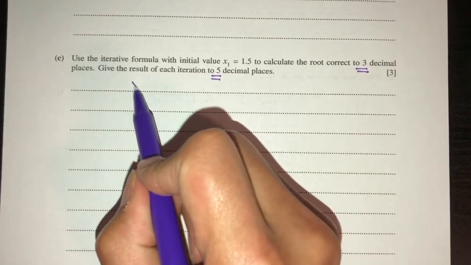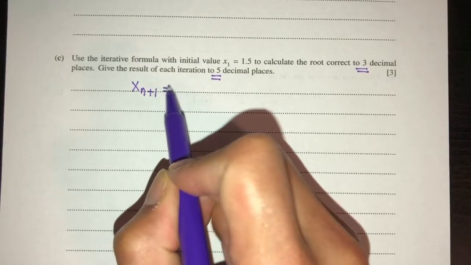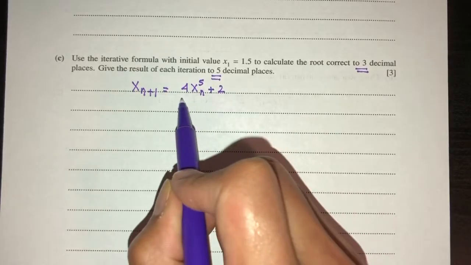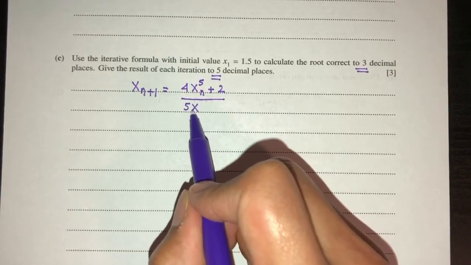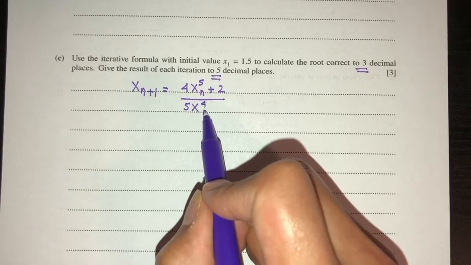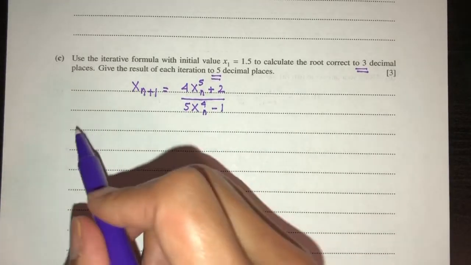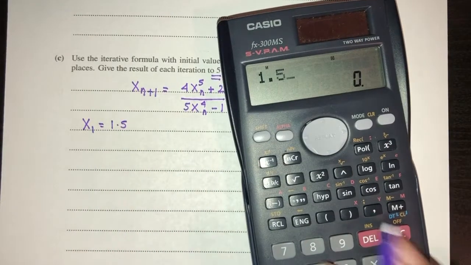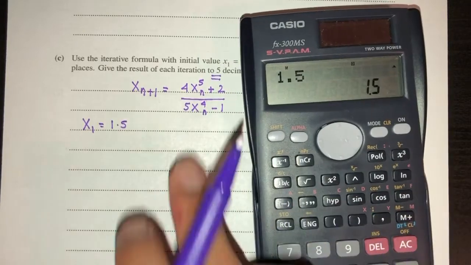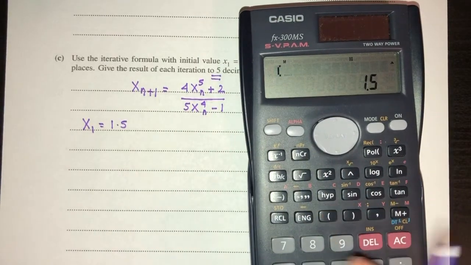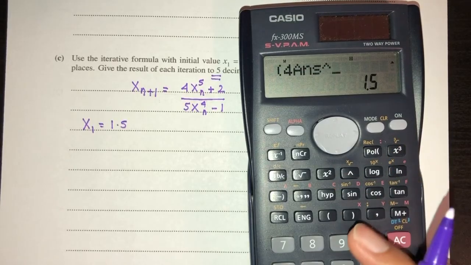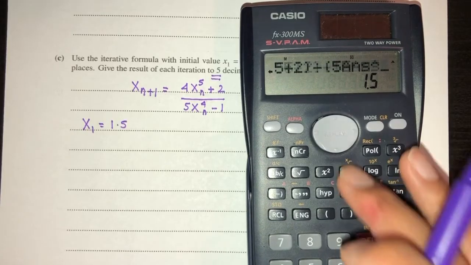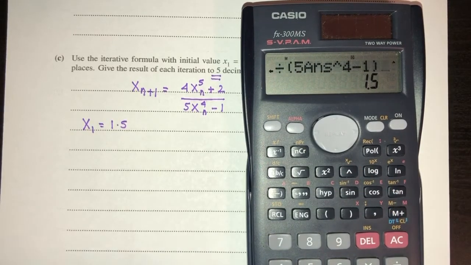So the formula here is x(n+1) is equal to (4x_n^5 + 2) over (5x_n^4 - 1). So the first value, we have to take it as 1.5. So basically 1.5 will be your first value as your answer. Then we have to replace back in this equation. So 4 answer^5 plus 2 divided by 5 answer^4 minus 1. So x2 will be what?